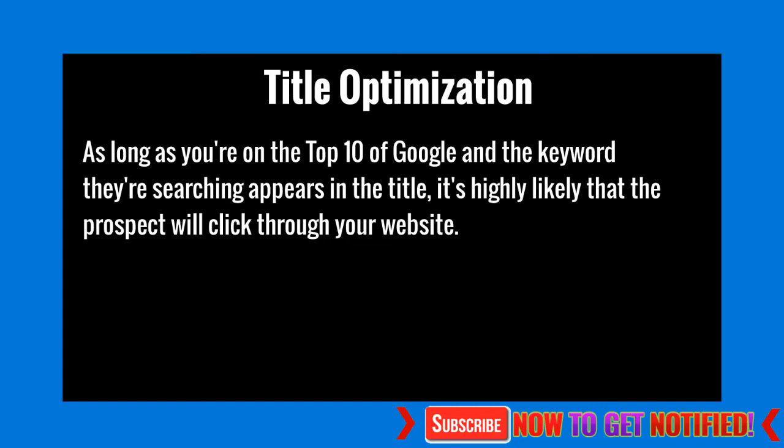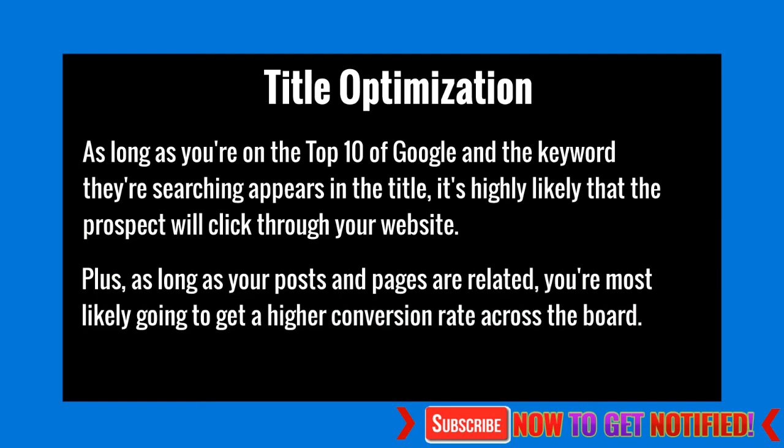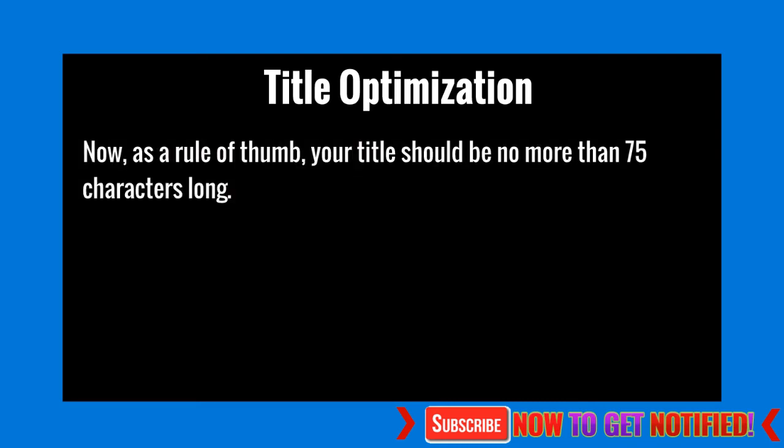So as long as you're congruent from the keyword to the title, to the post or page, to the content itself, to the call to action, to the product, everything is congruent from the beginning to the end, you're most likely going to gain the trust of the prospect, and you're most likely going to get the conversion. That's the most important thing. So as long as your posts or pages are related, you're most likely going to see a higher conversion rate across the board, like I said earlier.